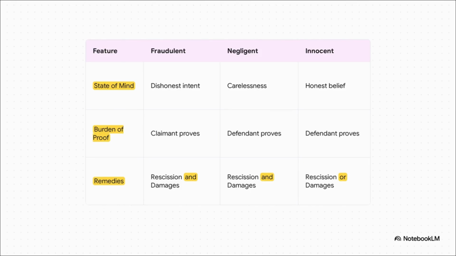The state of mind is dishonesty. The burden of proof is on the claimant to prove it. And crucially, the remedies are rescission and those extensive damages in deceit. Now compare that with negligent and innocent misrepresentation. You can see why succeeding in a fraud claim is such a big deal.